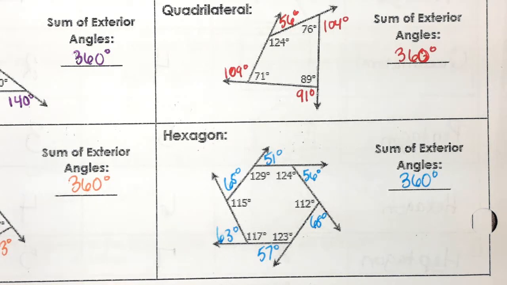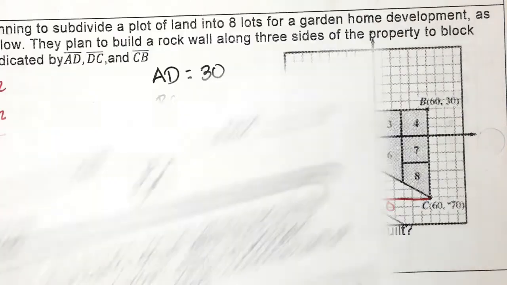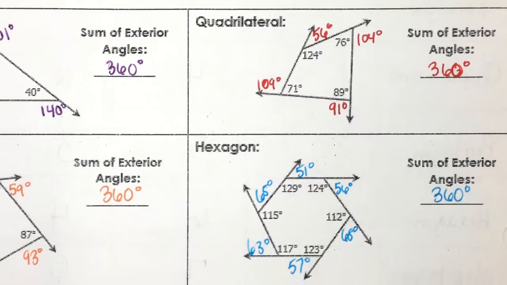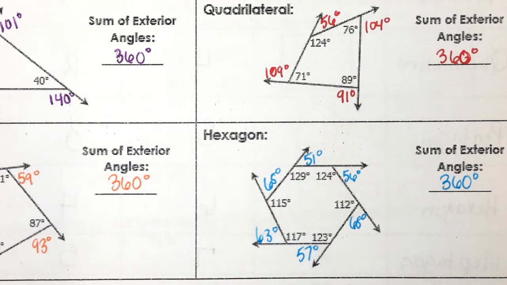Interior is different. Interior is the stuff I showed you on the front. Interior angles, those are going to add up to different things depending on how many sides you have. But your exterior angles are always going to add up to 360 degrees. I say that because I want that to stick.